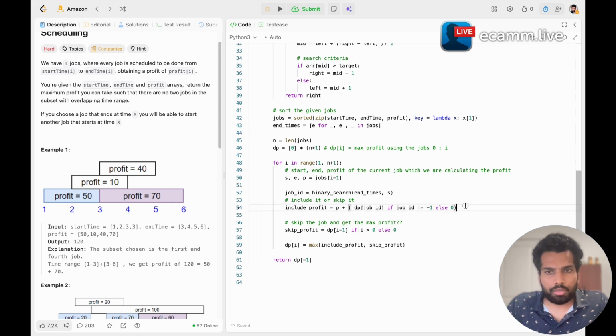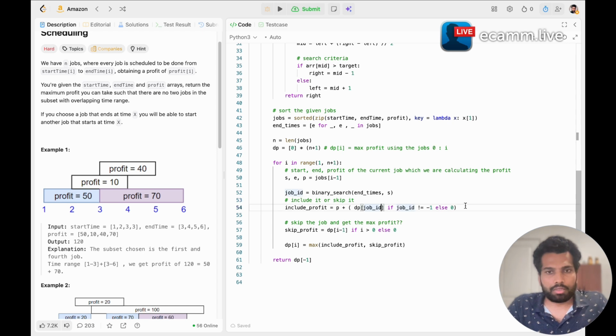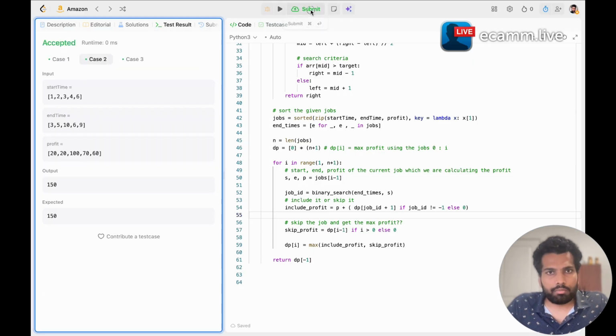Since our dp is single indexed, while the jobs are 0 indexed, the job 0 represents an actual job, but dp[0] does not represent a job, so it should be plus 1 here. Okay.